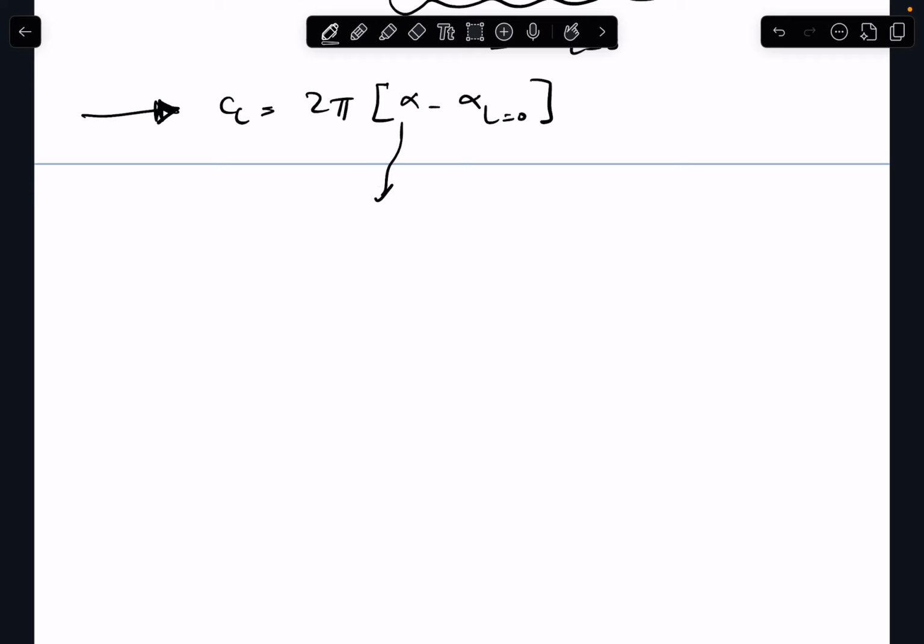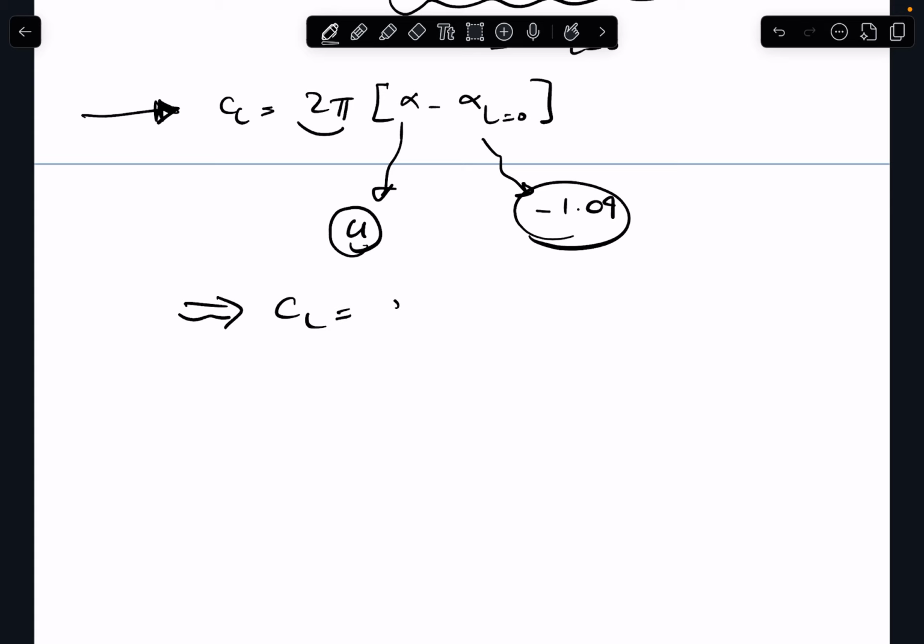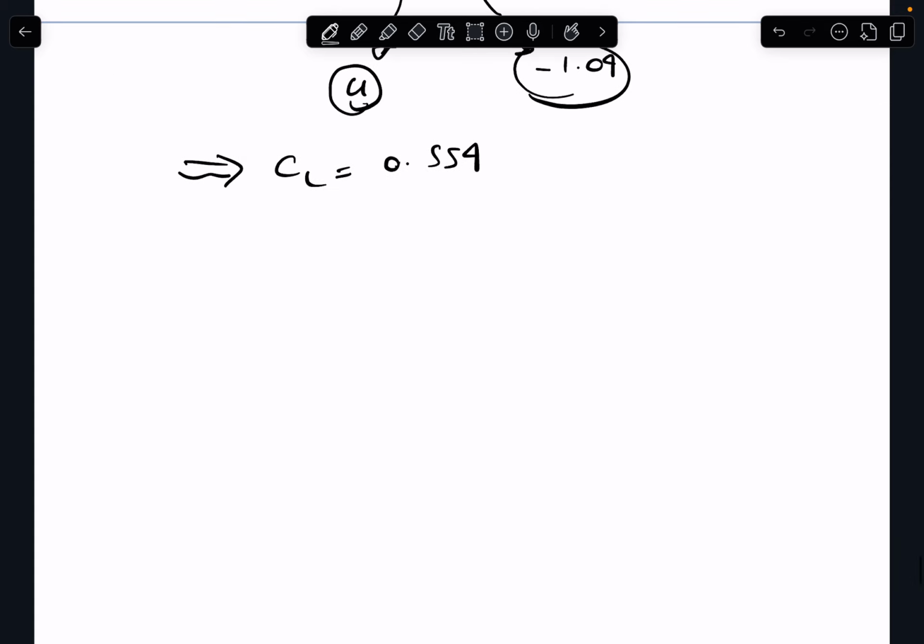So we have this at 4 degrees. We have it as negative 1.09 degrees. And then we have 2 pi here. We have to convert all of these to radians, first of all, to be consistent with 2 pi. And eventually your CL is going to be equal to 0.559. This is part B of the problem.